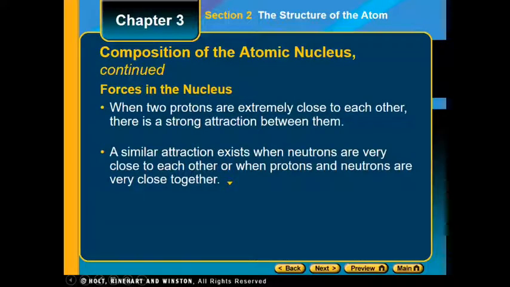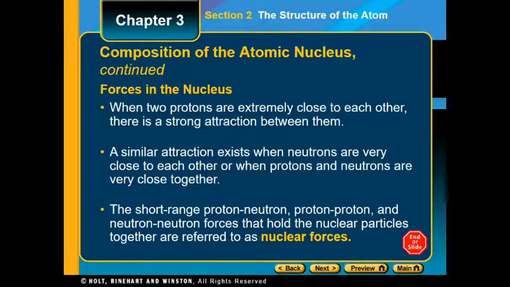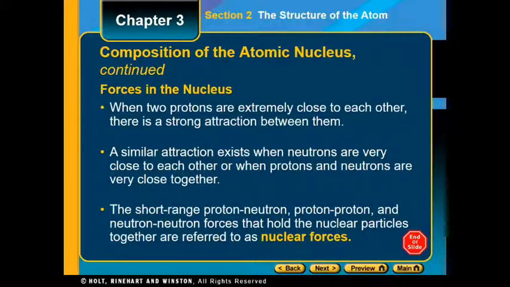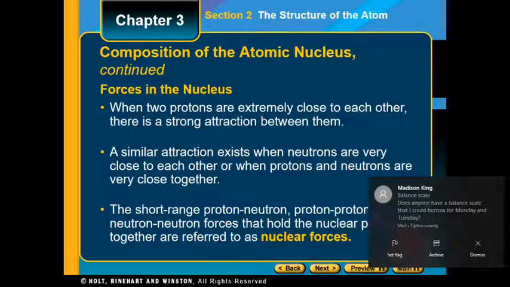A similar attraction is going to exist between neutrons that are very close together, or even when protons and neutrons are close together. Again, neutrons are electrically neutral, but when you have them so close together, there is an attraction that is created. We call these nuclear forces. Make sure you get the definition there at the bottom. It's that short range, proton to neutron, or neutron to neutron attractive forces that are created.